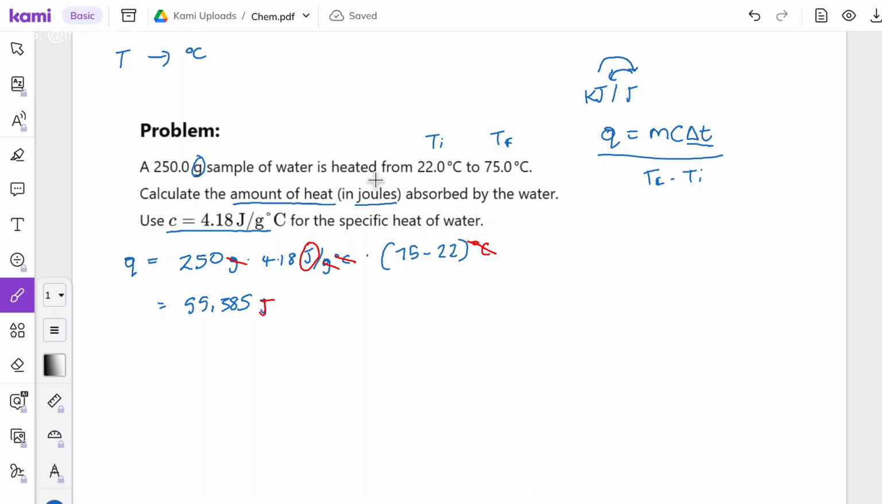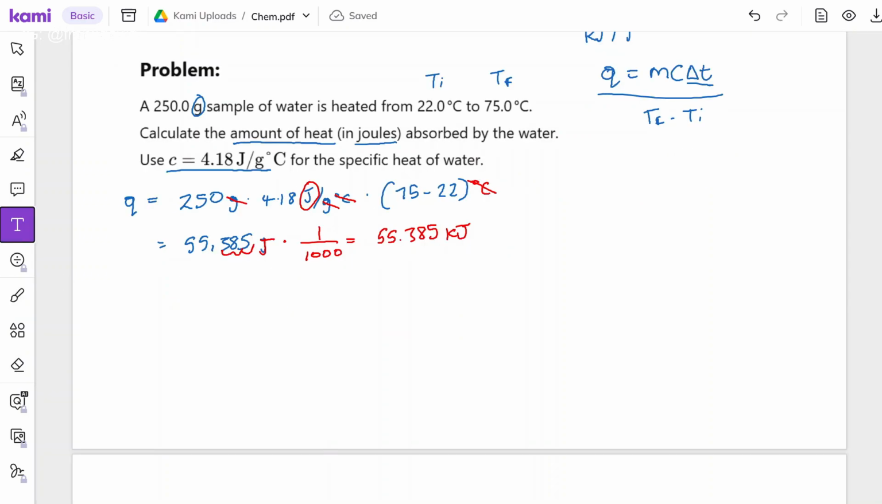And let's say the question asks you to put it in kilojoules instead. What you do is you take the answer in joules, and then you multiply or divide by 1,000, and it gives you the answer in kilojoules. So you just move the decimal 1, 2, 3 places, and it becomes 55.385 kilojoules.